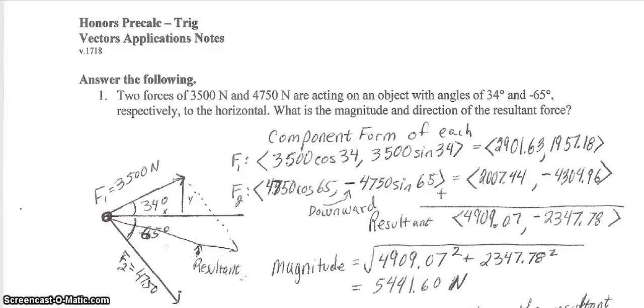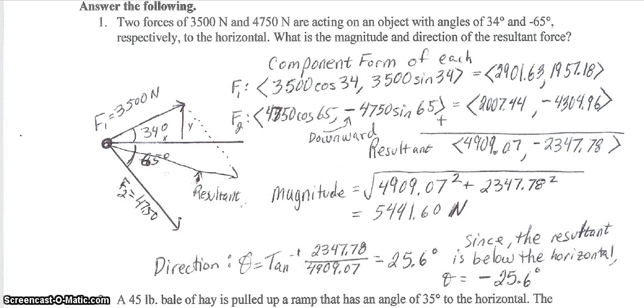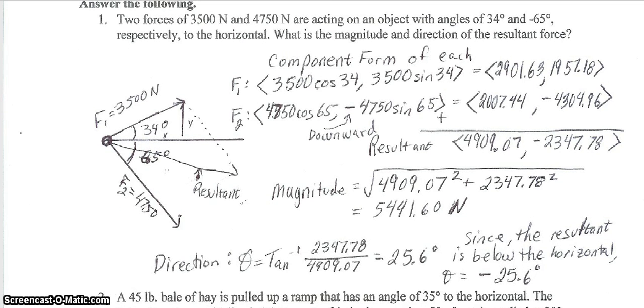So let's now look and put a few things together. Okay, so here is our first example. You can pause this whenever you need to. You've got these written down. So you've got two forces, 3,500 and 4,750, at two different angles.